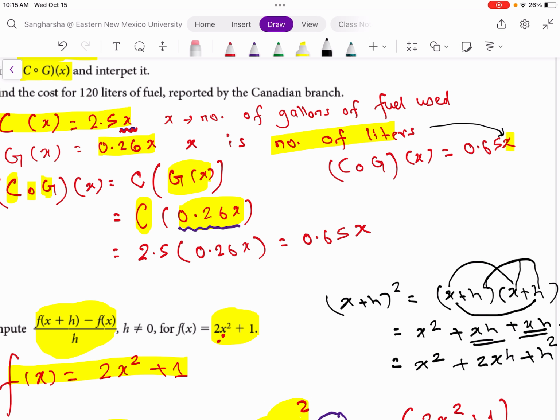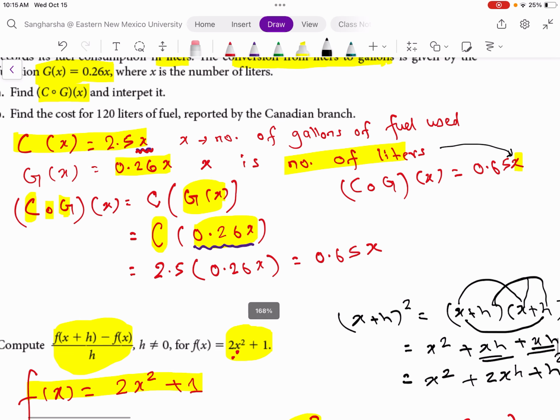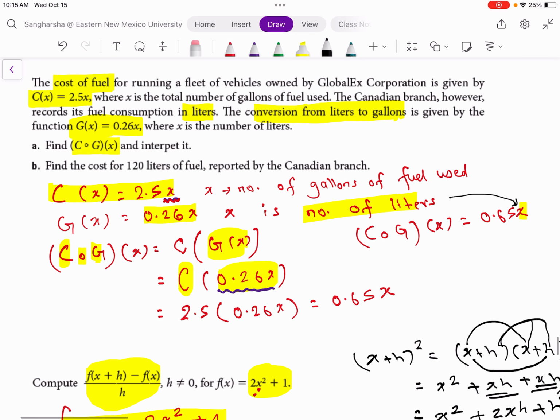Now what does this expression give us? Now what does it mean for us? So our C composite G of X is 0.65x. So if we are asked to find the cost of running a vehicle, and the total number of gallons of fuel used is 10, what will be the cost of running the vehicle? So we have 10 gallons of fuel.